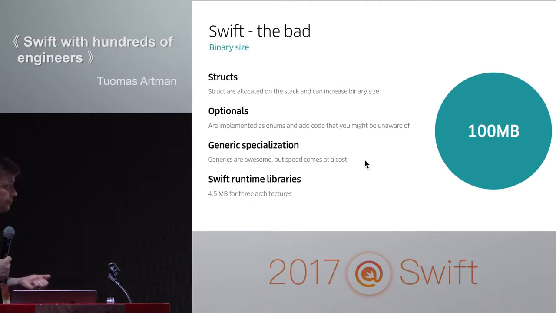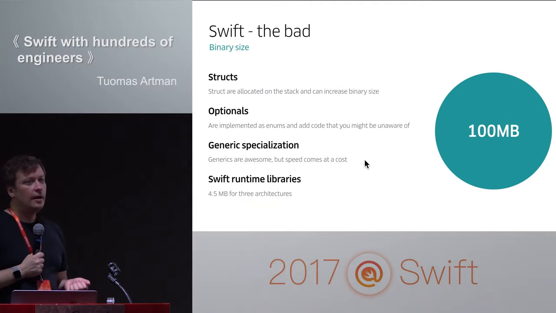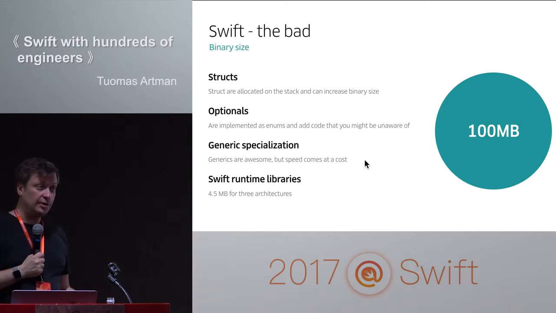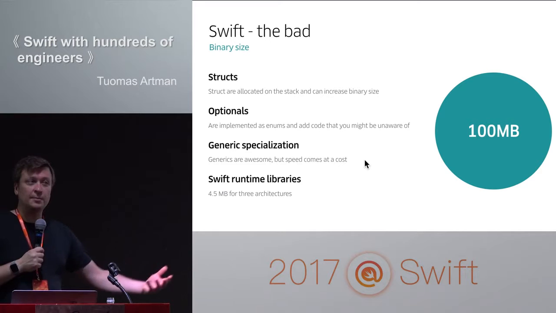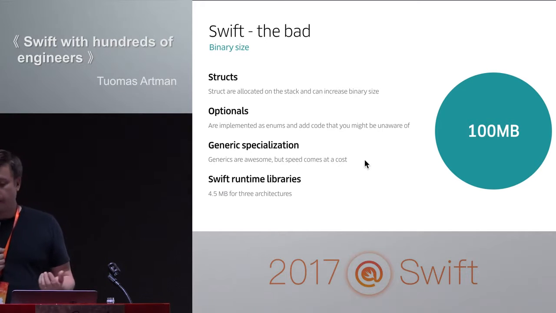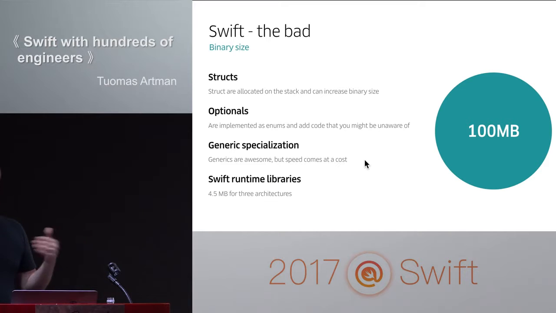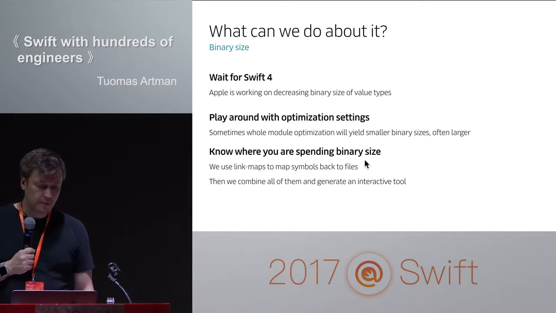Generic specialization. Although generics are awesome, whenever you use generics, you can incur a huge cost in specialization, where the compiler wants to optimize usage of generics, and that can increase your binary size. And obviously the Swift runtime libraries that come with Swift increase your binary size as well.